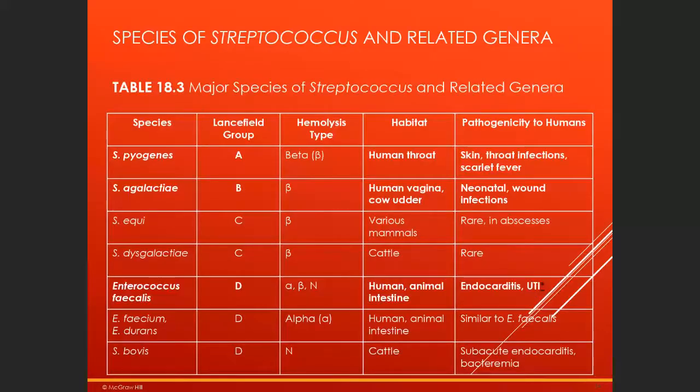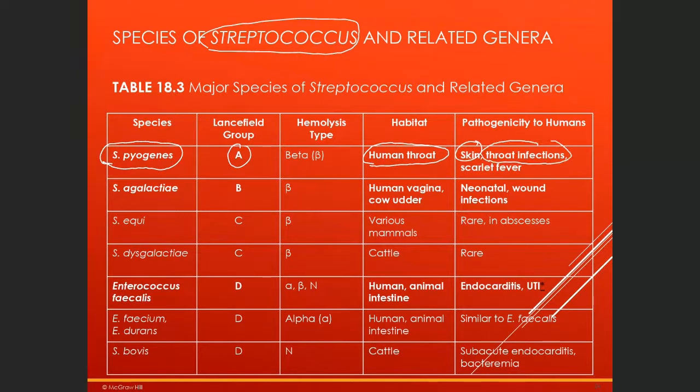Okay, so this is the group of Streptococcus and also some of the infections that they can cause. The most pathogenic one is Streptococcus pyogenes. This is group A. They have beta hemolysis type. They live in the human throat. They can cause infection to the skin, strep throat, and scarlet fever.